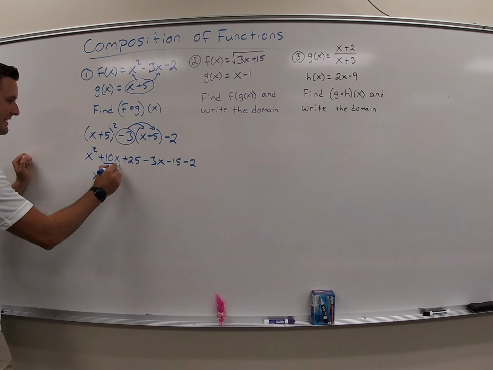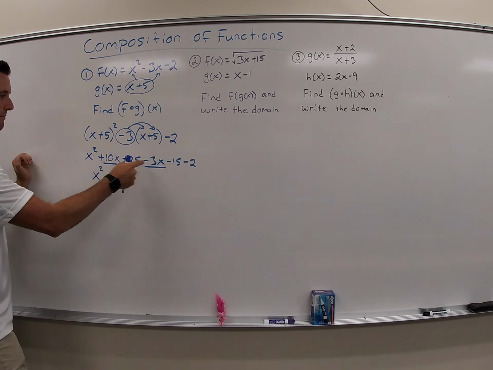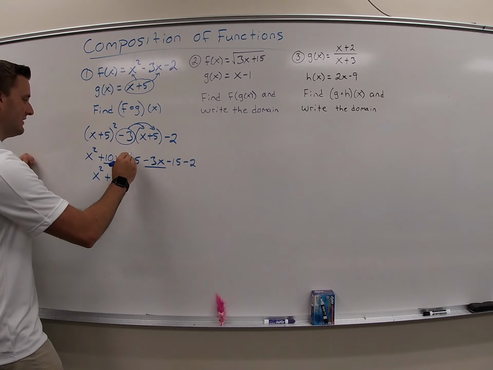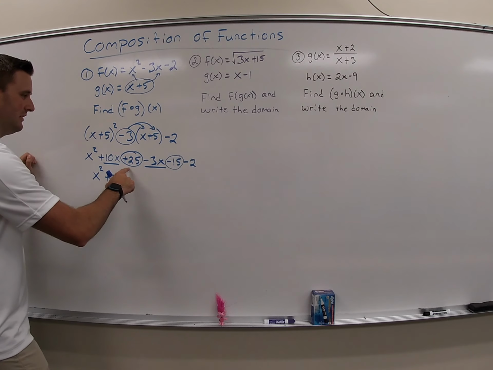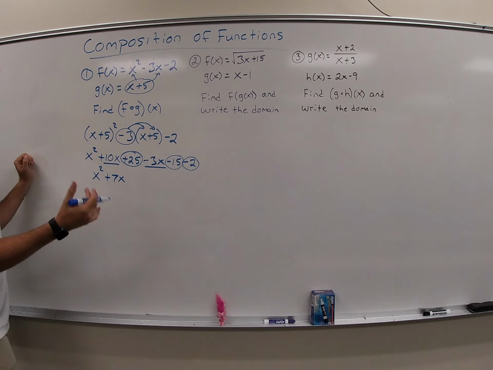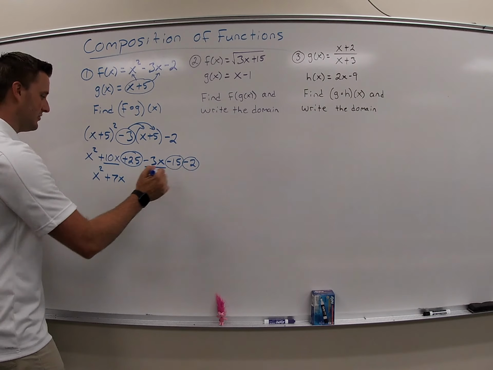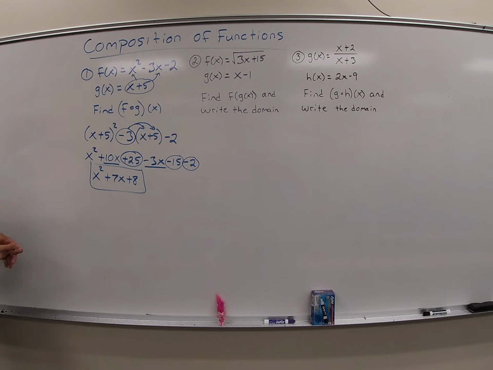I do have a 10x here and a negative 3x. So just reading from left to right, 10 minus 3 is going to give me 7, so that's positive, so plus 7x. And then finally, I have this positive 25 minus 15, which is going to be 10, minus another 2, which is going to be 8. So 25 minus 15 is 10, minus 2 is 8. And that is positive, so plus 8. So that is our answer for composing f of g of x.